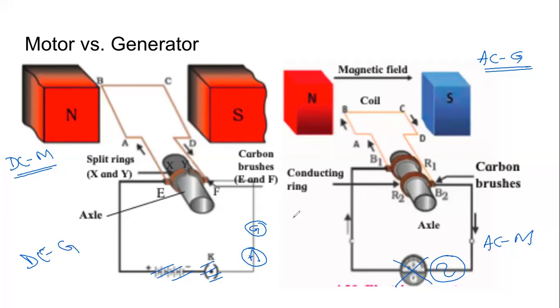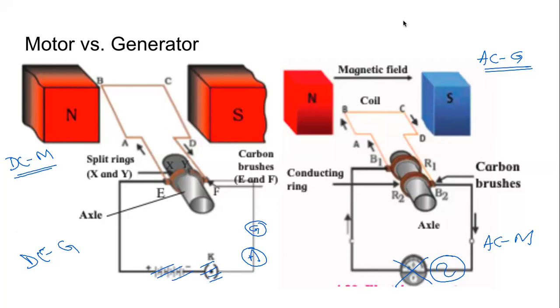So we can convert an AC generator into an AC motor, and we can convert the diagram of a DC motor into a DC generator. The diagrams with respect to the split rings and rings tell us whether it's an AC device or a DC device. And the diagrams with respect to whether we are supplying electricity or producing electricity tell us whether it is a motor or generator. So two things, two different combinations, so 4 outcomes. 4 different diagrams.